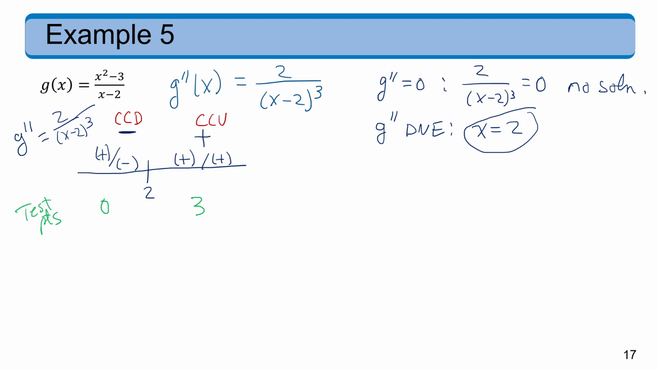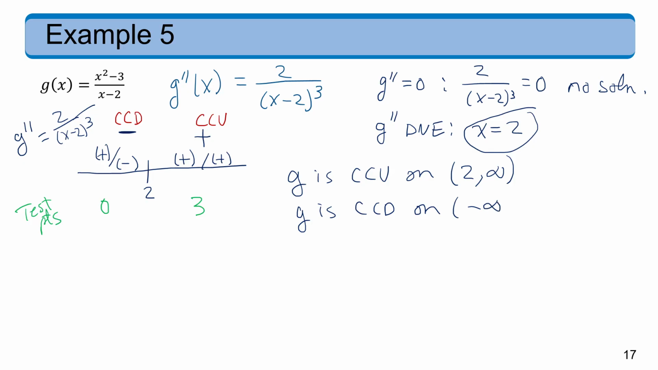And we can summarize our results using interval notation. So g is concave up to the right of 2. So the interval notation would be 2 to infinity. And then g is concave down to the left of 2. So that interval would be negative infinity to 2.